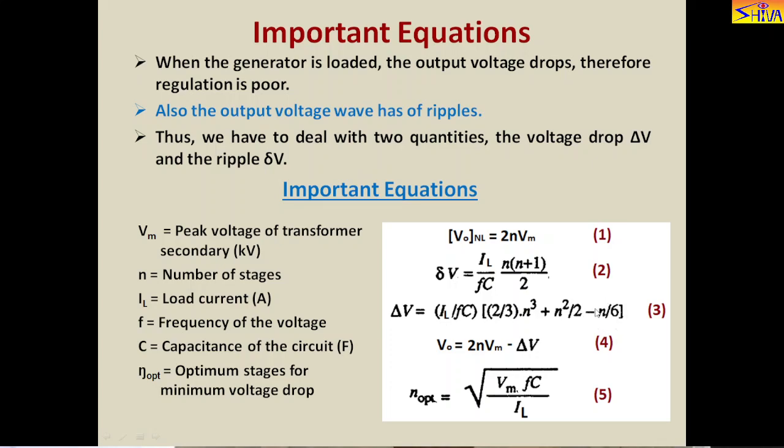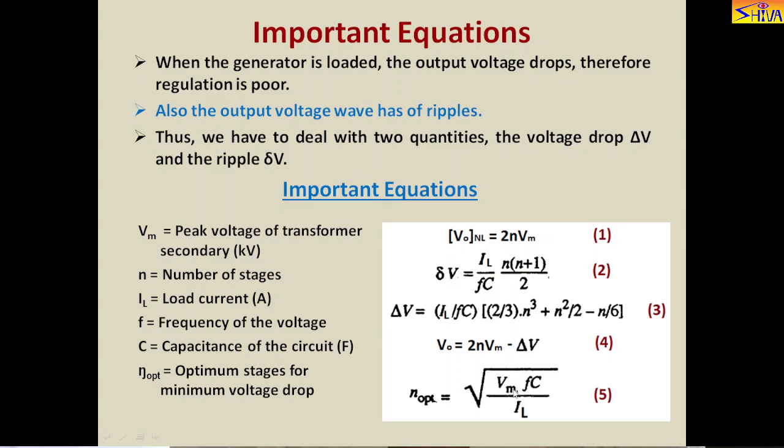If we neglect this term, we don't get any considerable difference in computation of this capital delta V. Now the output voltage at load is given by 2nVm, that is no load voltage, minus delta V, that is voltage drop. So this is the actual voltage the device is generating when it is on load. And the optimal number of stages is given by the square root of Vm F C upon IL.